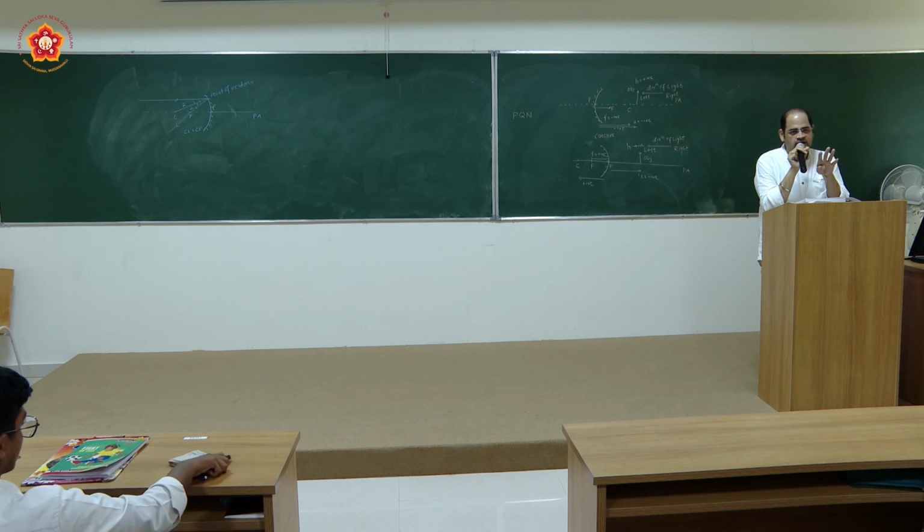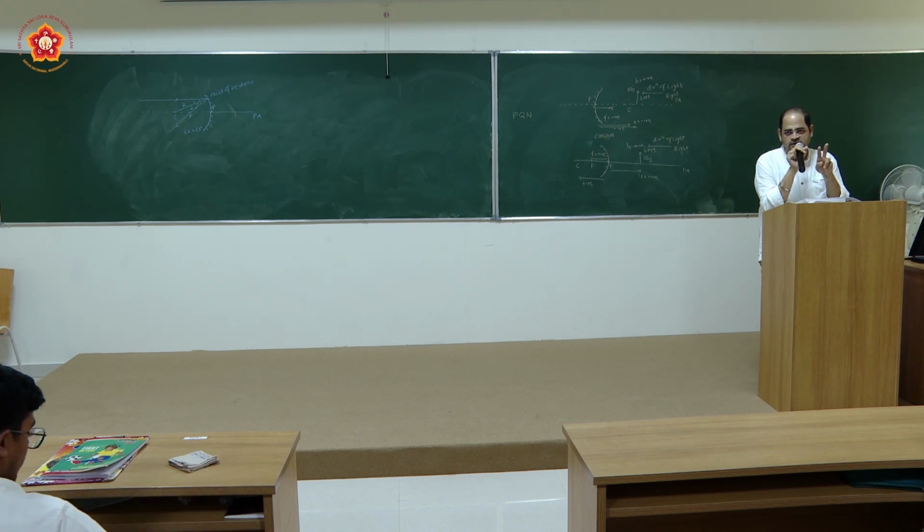Convex mirror: ray traveling parallel to the principal axis, ray traveling towards the focus, through the center of curvature, and at the pole. These 4 ray diagrams I want. Total 8 ray diagrams, you should be able to put down now. Okay? See you. Bye.